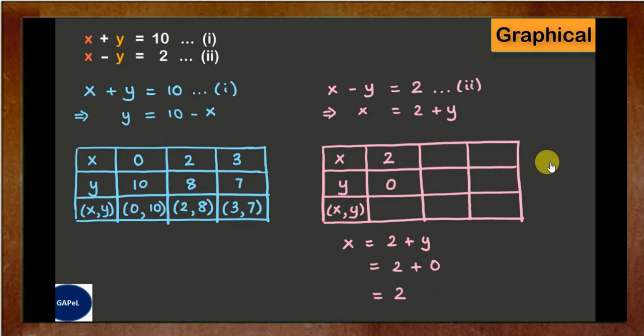The value of x is 2. So my coordinates are 2, 0. x is 2, y is 0. Now I'm assuming y equal to 1. So 2 plus 1 is 3. So my points are 3, 1. Then third point is 3. So 3 plus 2 is 5. So my point is 5, 3. Again I got 3 points.